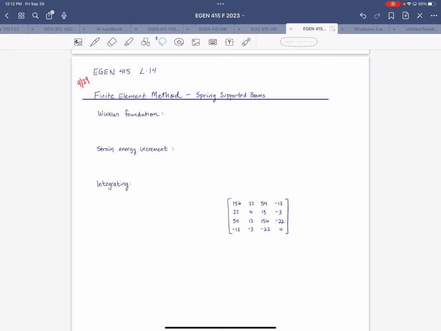For spring-supported beams, not only are we going to talk about Winkler foundations, but we are also going to look at discrete springs. So this can be a linear spring at a specific node or a rotational spring at a specific node. We'll look at all of that in this lecture.